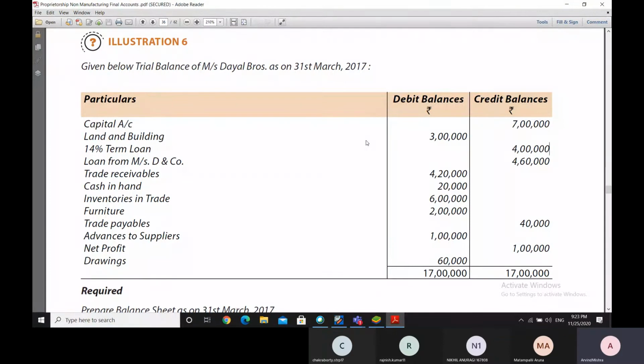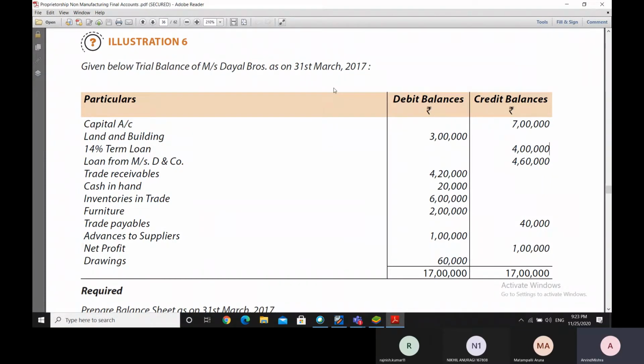Friends, we are continuing with DTRTI Lucknow webinars 2021, and in today's webinar we'll be studying part 4 of proprietorship non-manufacturing final accounts, being part of the bookkeeping and account series. And while doing final accounts, we are at illustration 6.